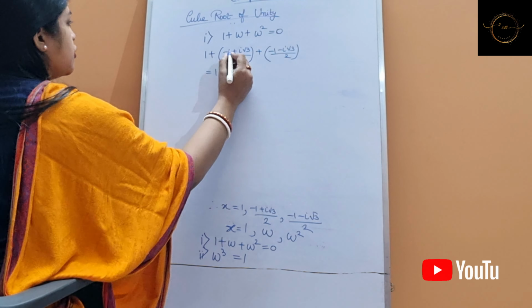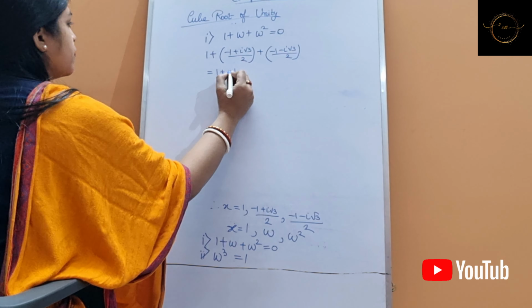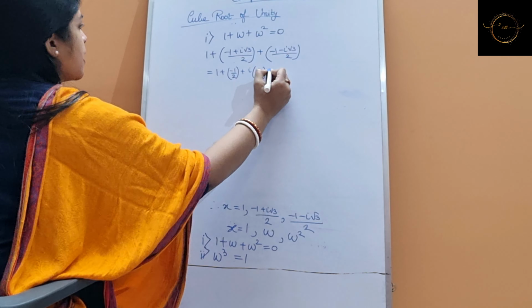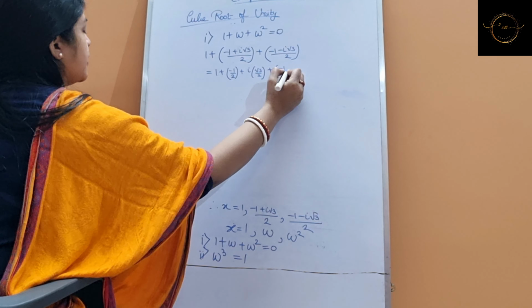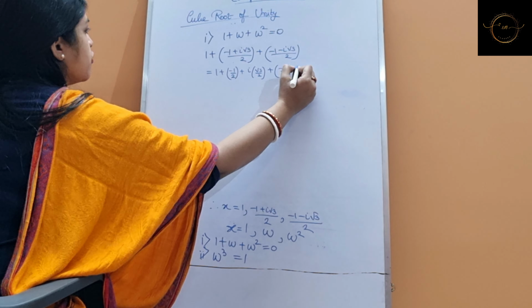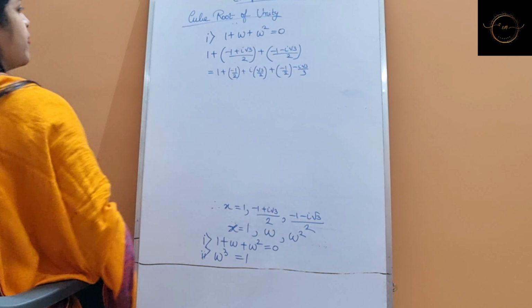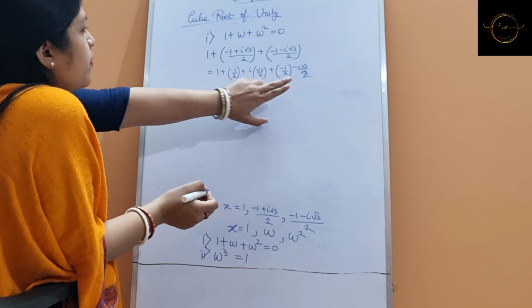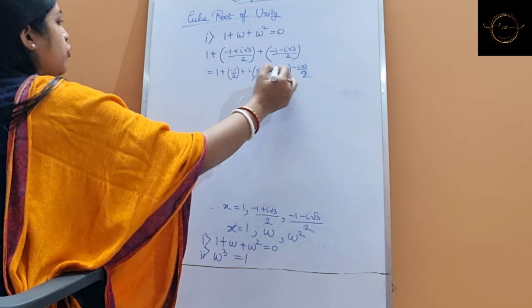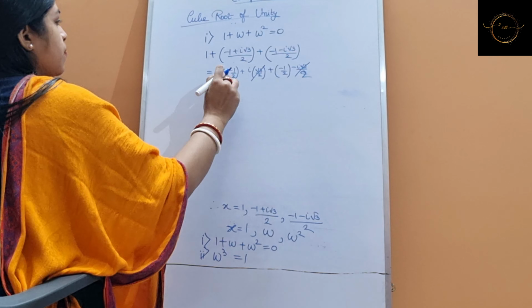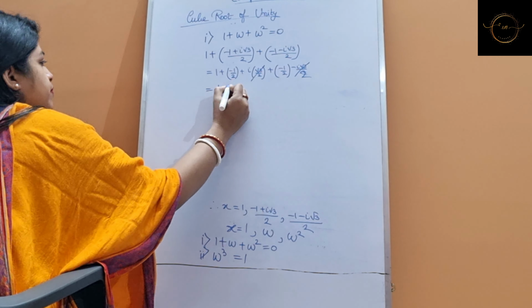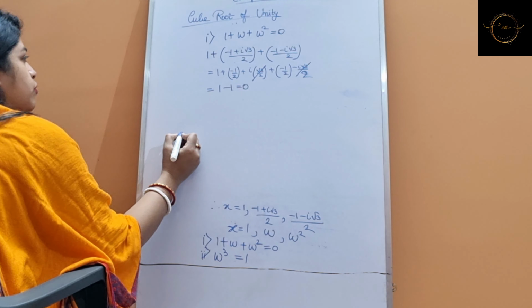If you divide it, you will get minus 1 by 2 plus i into root 3 by 2. Plus of this we will get minus 1 by 2 minus i root 3 by 2. So look over here, plus i root 3 by 2 and minus i root 3 by 2 will get cancelled. Minus half and minus half is minus 1. So we are getting 1 minus 1, that is equal to 0.